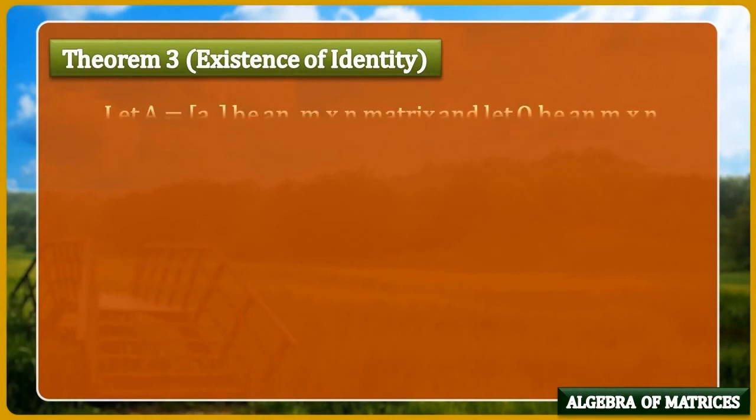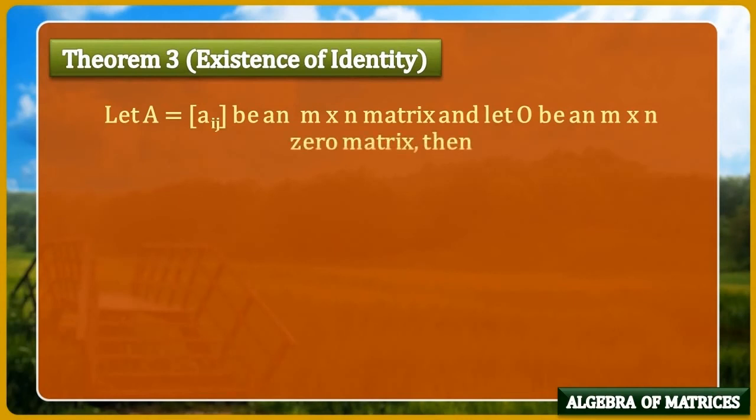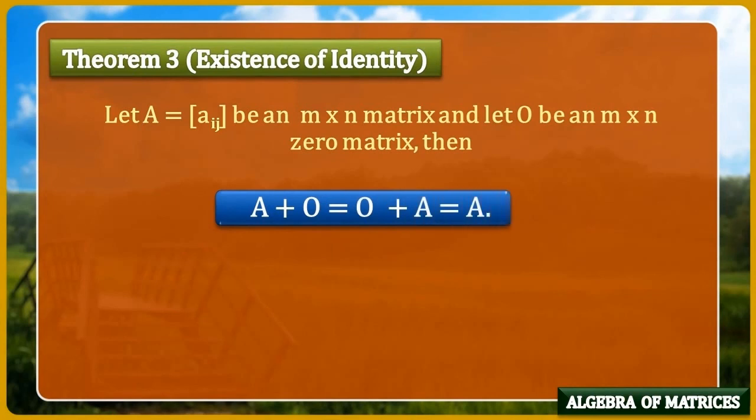Next type of matrix is the null or zero matrix. A matrix is said to be a zero matrix or null matrix if all its elements are zero. We denote the zero matrix by 0. For example, these are all zero matrices of orders 1 by 1, 2 by 2, 2 by 3, and 1 by 2 respectively.